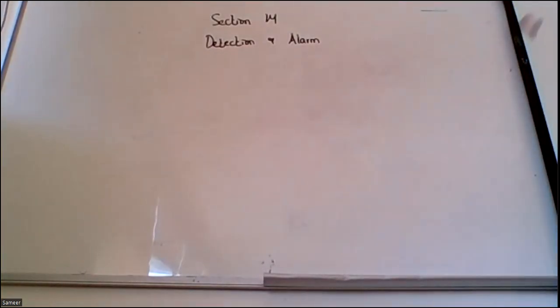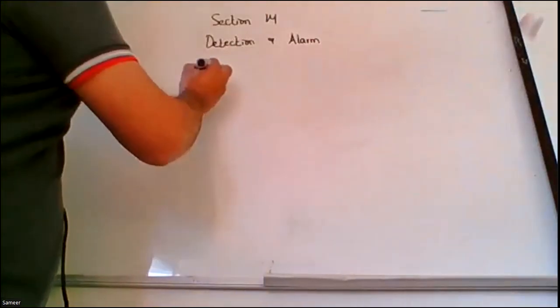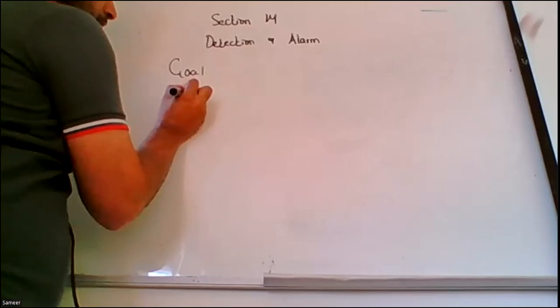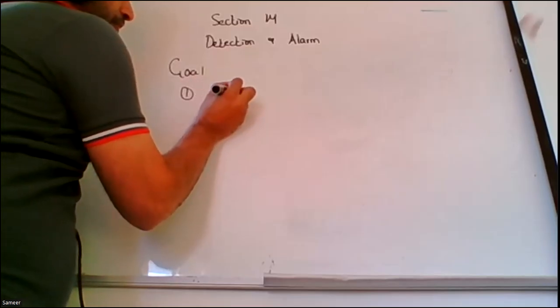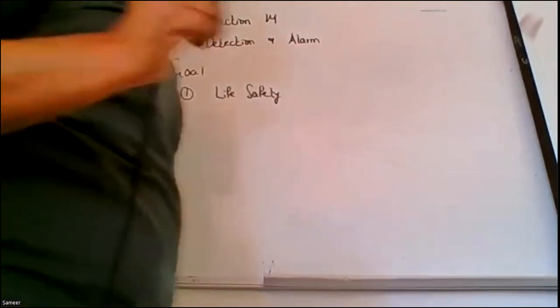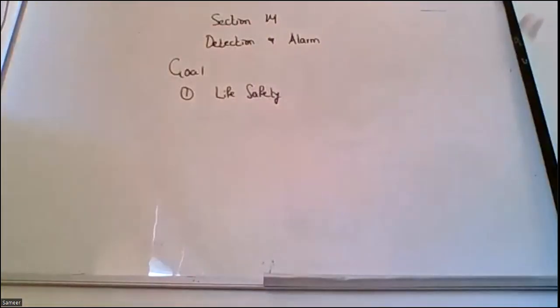Whenever we install a system, it always has its protection goals. The detection and alarm, or the fire alarm systems, they have their protection goal. The first goal that we want to achieve is the life safety of the occupants. That is the most common one. Any fire protection system, the first goal is the life safety of the occupants. We have discussed that before also, right?